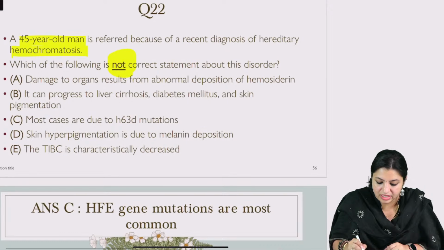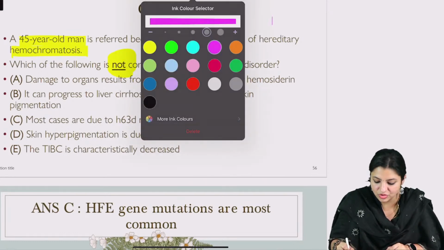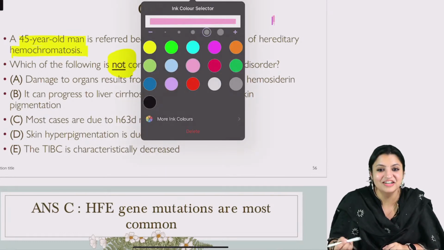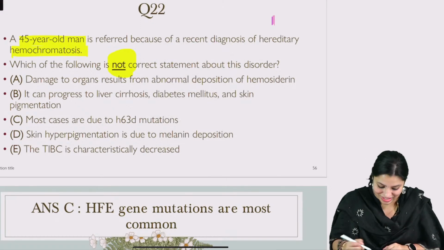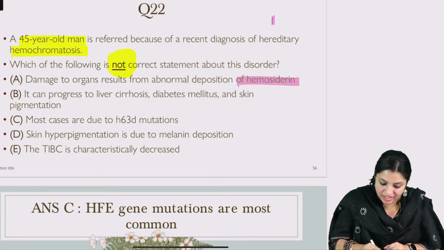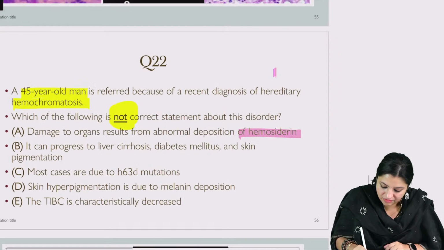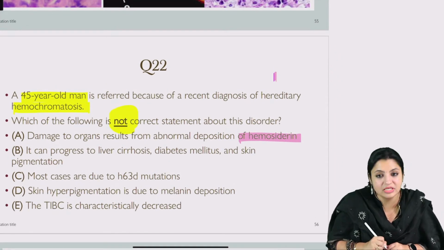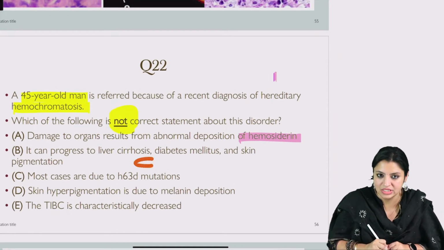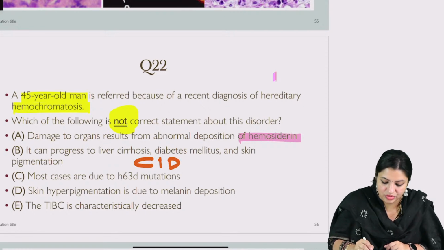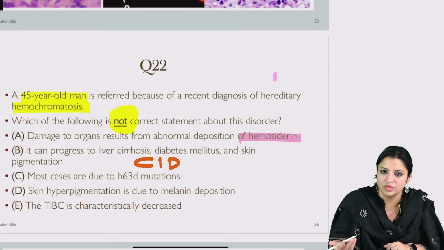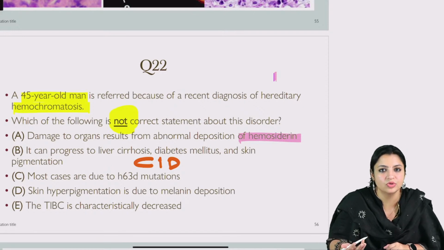Damage to the organ results from abnormal deposition of hemosiderin. Yes, that's perfect, clear. So it is due to deposition of hemosiderin. It can progress to CID. Remember the code: cirrhosis, infertility, and diabetes. Whenever this occurs in a person, you should always think of hemochromatosis. But they have given here cirrhosis, pigmentation, and diabetes. So it's okay. Pigmentation occurs because of hemochromatosis.